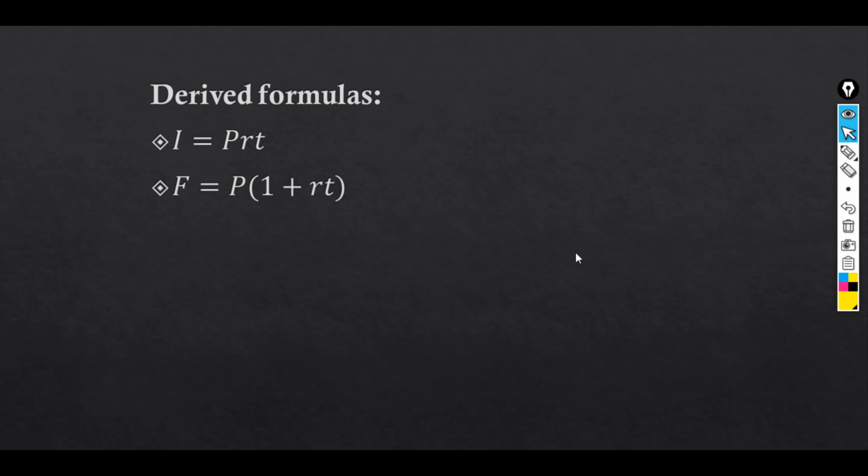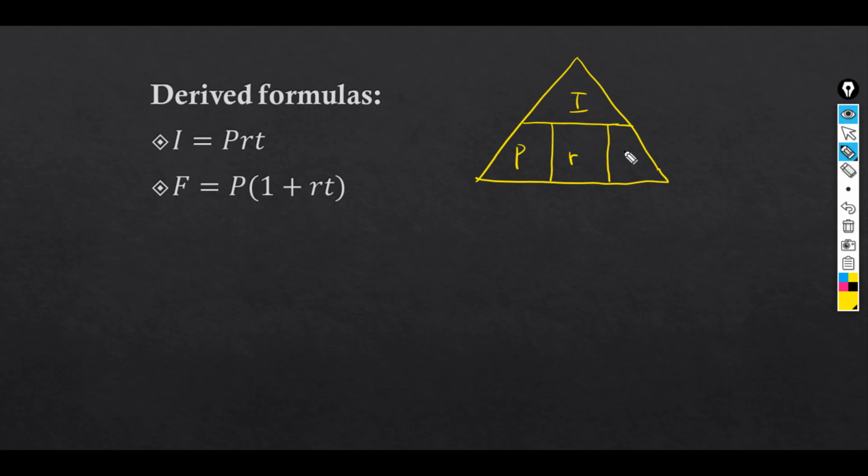Derive muna formula. So, if yung simple interest equals PRT, so paano if we're looking for P, we're looking for R, if we're looking for term. So, gawa na lang kayo ng triangle. Yan. So, lagay nyo dito, I equals P times R times T. So, if we're looking for T, yan, T, so, I over PR.